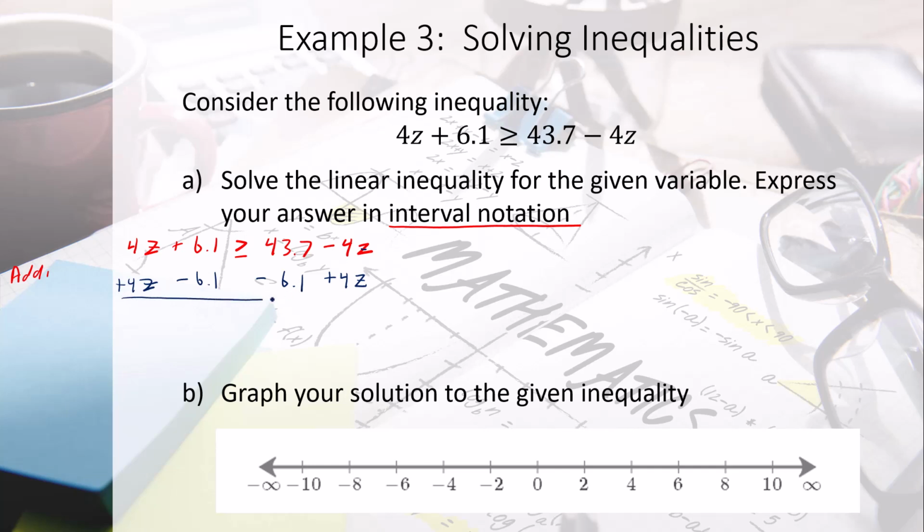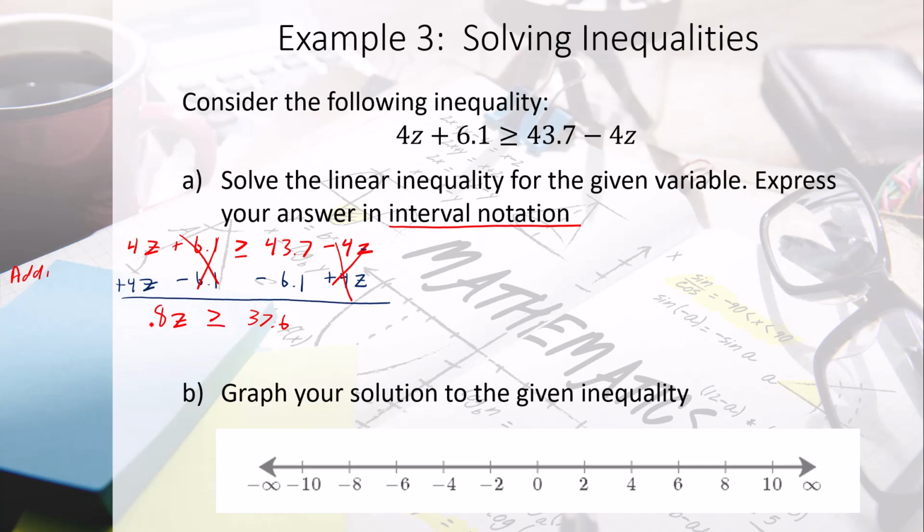And now I can add all of this vertically. Over here, I have 8z. These will cancel. 43.7 minus 6.1 becomes 37.6. And of course, these cancel. And I still have my greater than or equal to sign.